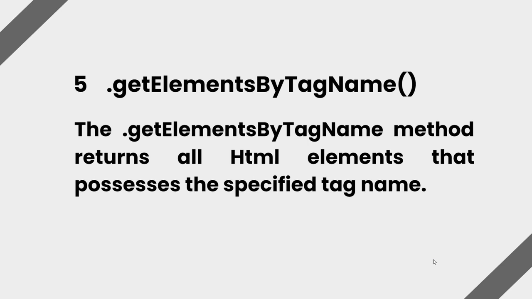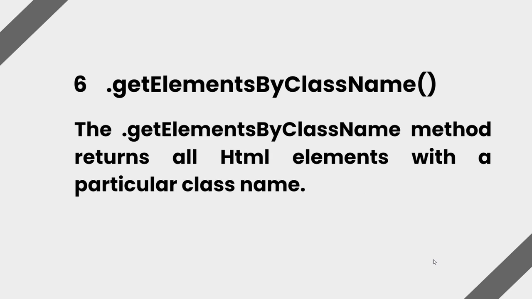So if we had a case where we use this to connect to the P tag name, it would actually connect to every HTML element that has that P tag name or that is a paragraph element. So that's what this method actually does. And lastly, we have the .getElementsByClassName. So this also does the same thing as the rest. The only difference here is that it returns all the HTML elements with a particular class name.